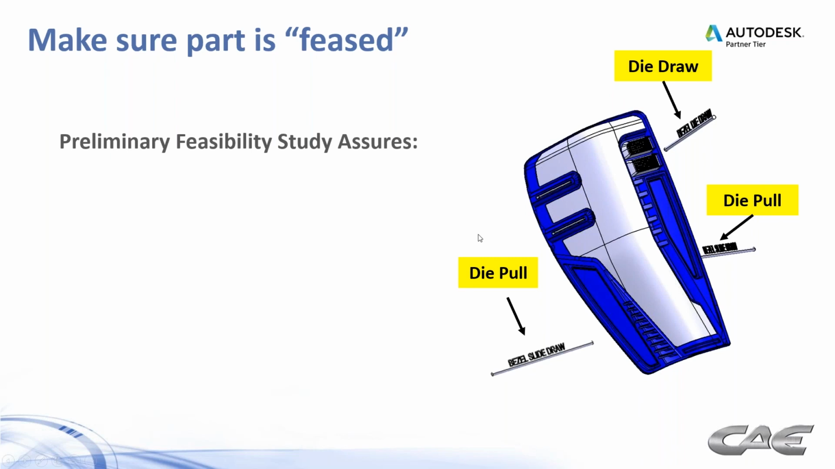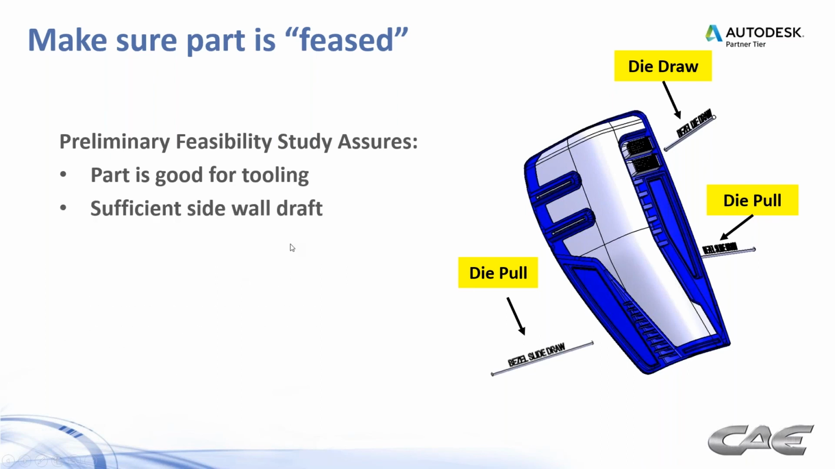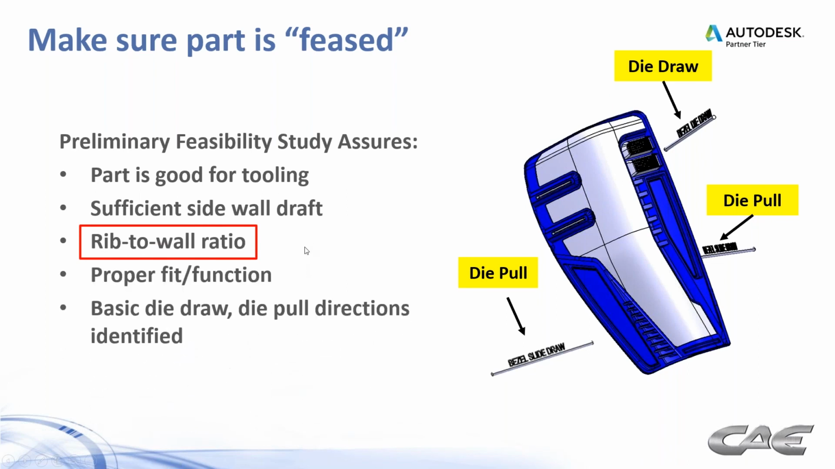You know, we do feasibility studies here at CAE. These feasibility studies assure us that the part is good for tooling. You know, it's sufficient sidewall draft, for example. But the big one, you know, for appearance issues and sink marks and so forth, particularly rib to wall ratio. So it's good to do these feasibility studies to catch some of these issues before they even start.